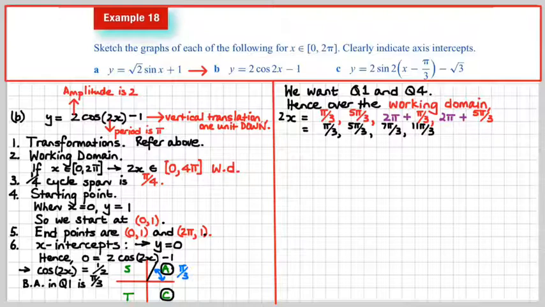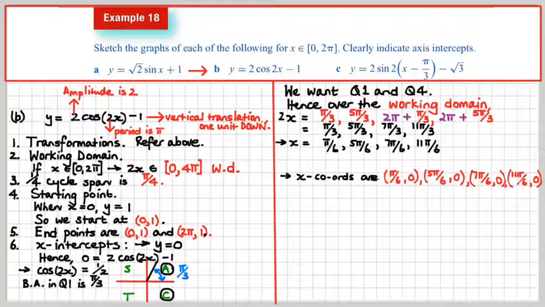Now, of course, this is 2x. So we've now got to solve this for just x. There they are, in all their glory, guys. They are the x-intercepts. Putting them in coordinate form, we get that stuff. All right? Looking mighty fine.